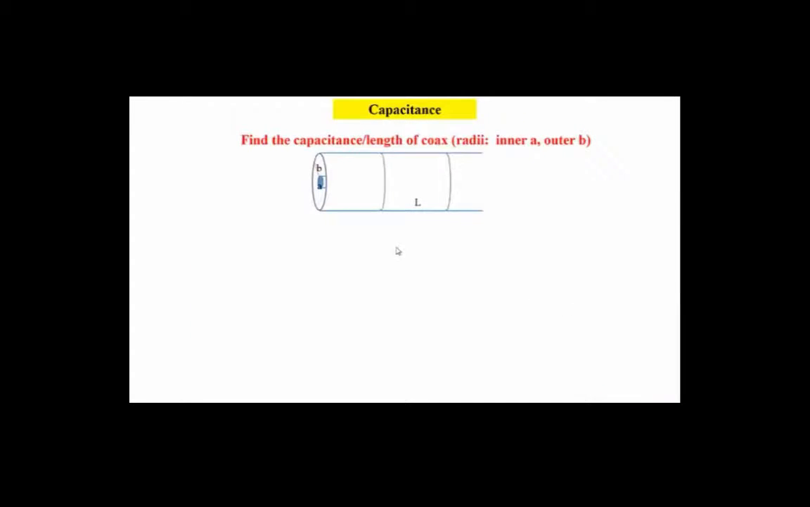Well, another very common problem is a piece of coax, and so I've represented it here by a conductor of radius A and an outer conductor of radius B with a spacing in between. And we'd like to find the capacitance per unit length of the coax. What we do is we make very similar assumptions that the charge is uniformly distributed along each conductor, and we'll take it in terms of a linear charge density lambda.